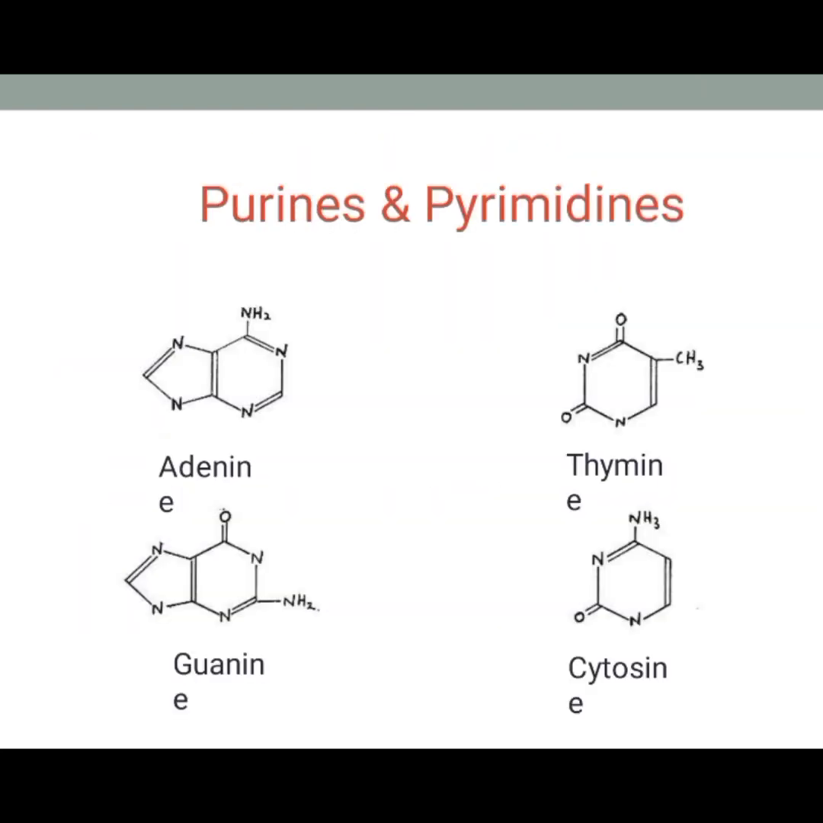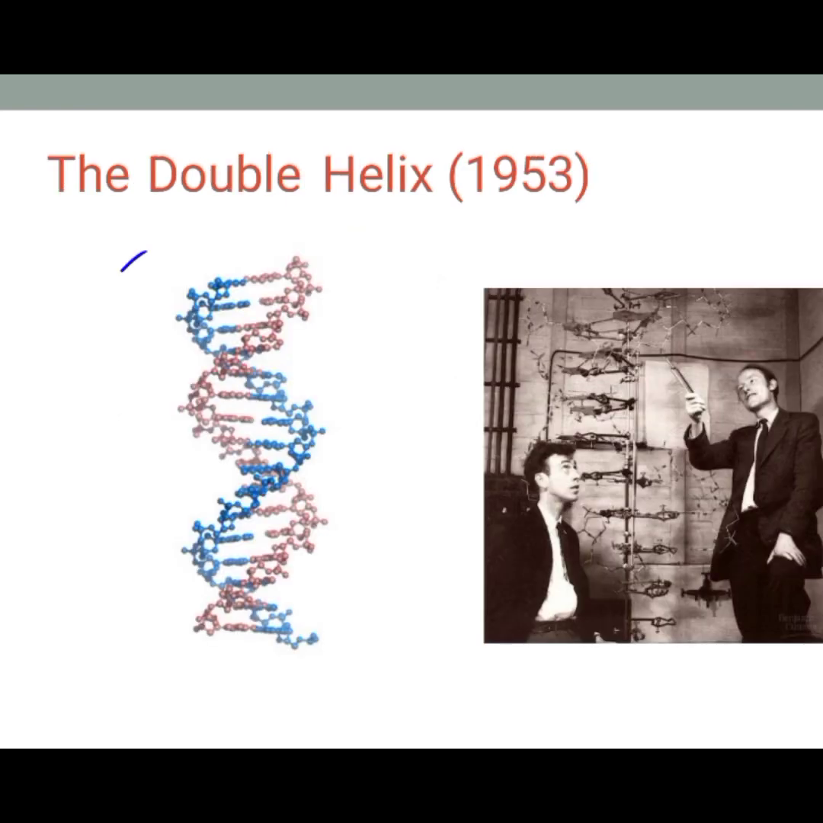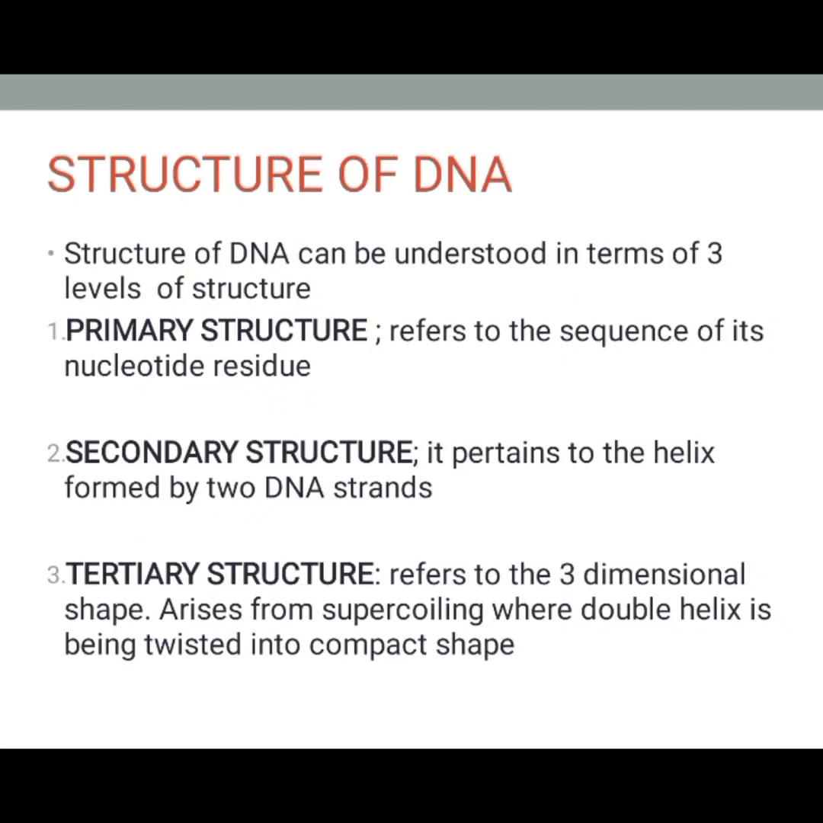And here you can see the structure of the purine bases and pyrimidine bases. These are purines, these are pyrimidines. And this is the Watson and Crick model of DNA. For this structure, they got the Nobel Prize. This structure is also known as the double helix structure. So, the structure of DNA.